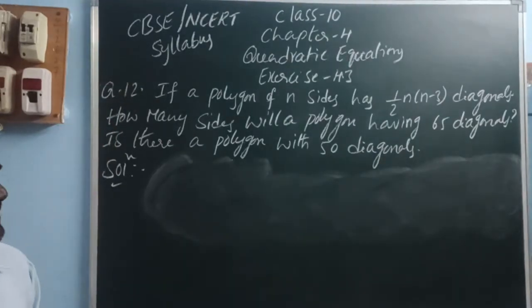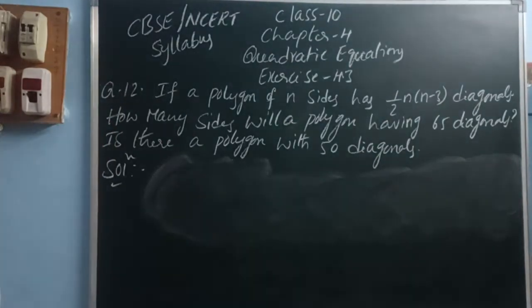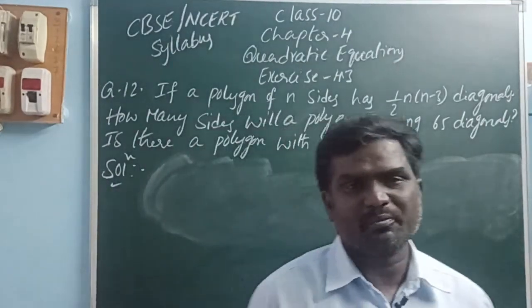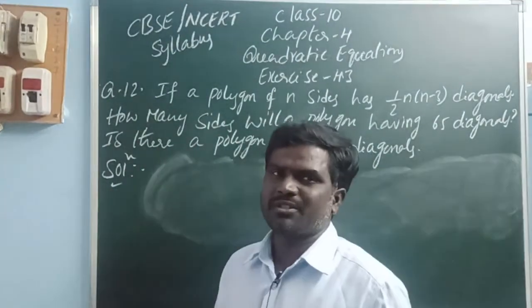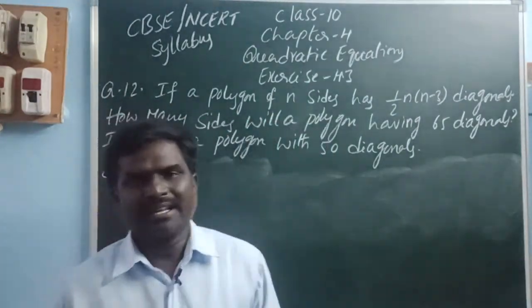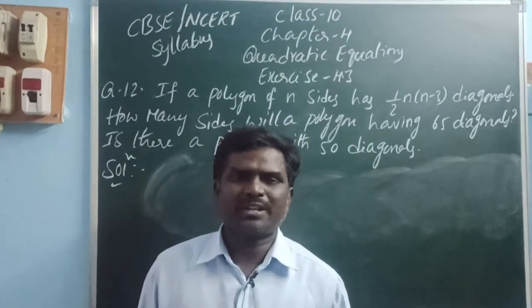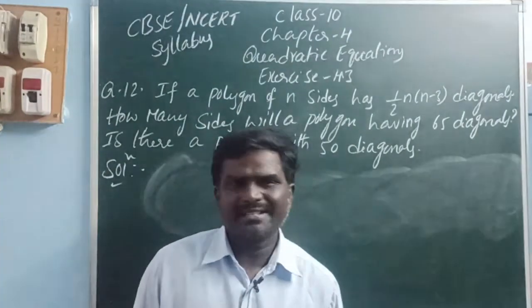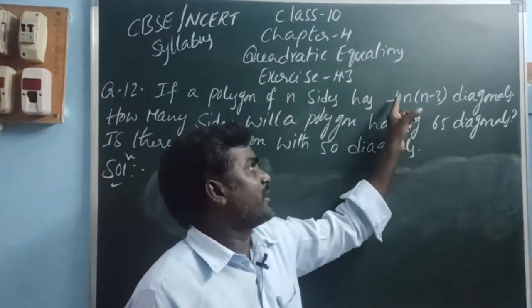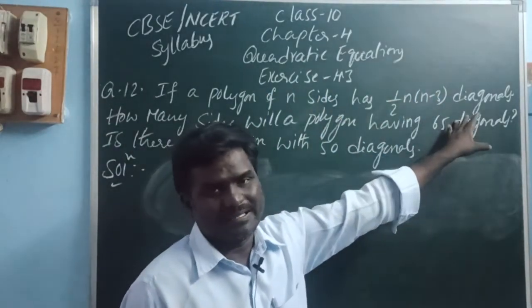If a polygon of n sides has 1 by 2 n of n minus 3 diagonals, how many sides will a polygon having 65 diagonals have? Is there a polygon with 50 diagonals? Here, a polygon means a simple closed curve having sides. A diagonal means a line joining the opposite vertices of a closed curve. If the polygon has n sides, then the diagonals are 1 by 2 n of n minus 3.